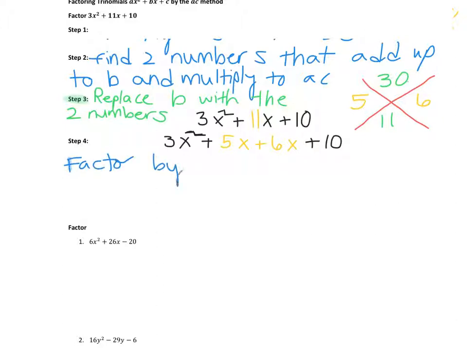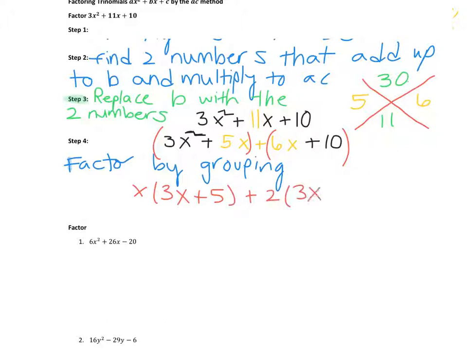Factor by grouping. All right, so make 2 groups of 2. Factor out your greatest common factor in each parentheses. And then factor out the common factor again. And now you have your answer. And notice it's the same as before. We did the same problem with the trial and error method. So we were just kind of testing this AC method out.